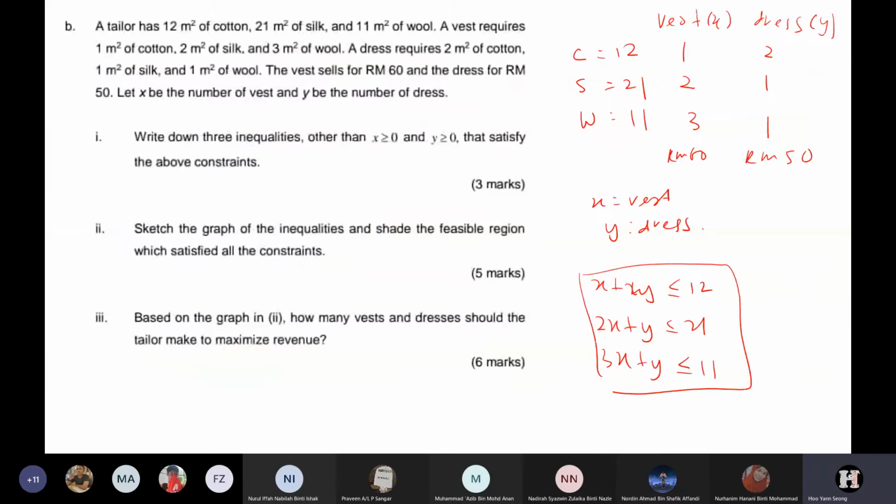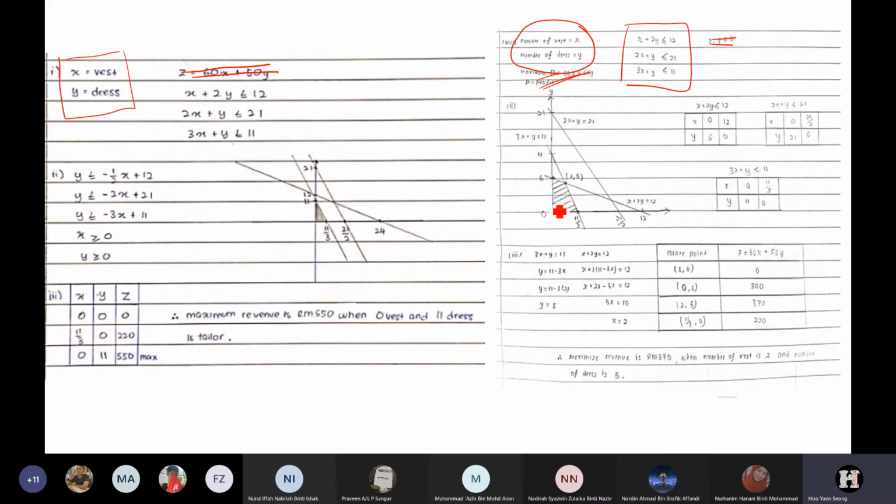After that, sketch the graph of the inequalities and shade the feasible region which satisfies all the constraints. So if you look at these 2 again, are these 2 diagrams the same, similar? The left-hand side diagram and the right-hand side diagram, are they the same? No. The left-hand side looks like a triangle. The right-hand side, very obviously, you can see it is a triangle.